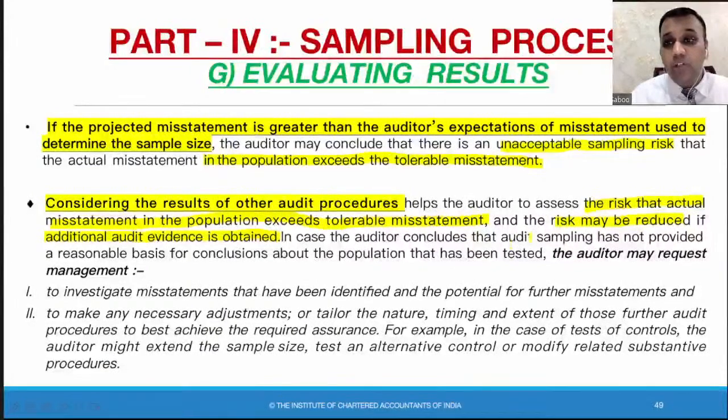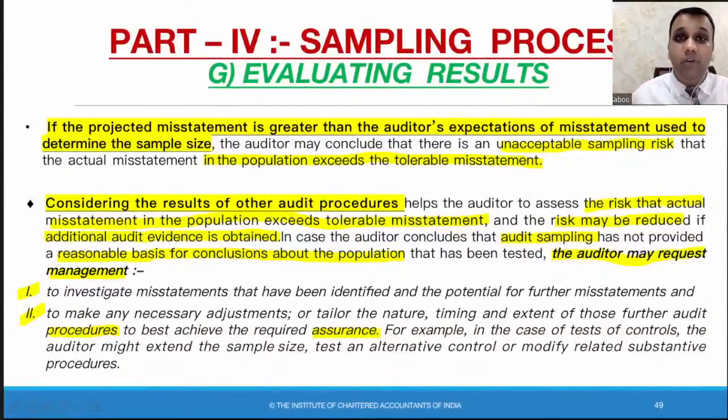If he comes to a conclusion that audit sampling has not provided a reasonable basis for conclusions about the population, the conclusions are quite varied. The auditor may request the management to investigate misstatements that have been identified, and there could be further misstatements as well, and to make necessary adjustments or tailor the nature, time, and extent of his further audit procedures to achieve the required level of assurance, on the basis of which he may give his opinion in the audit report.